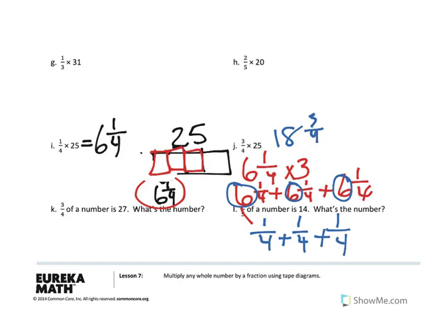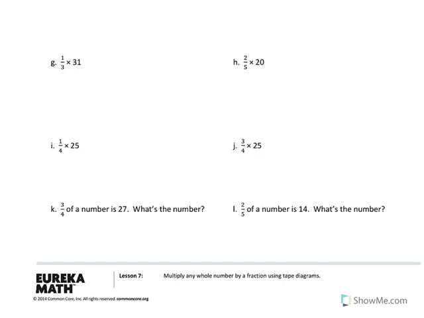Okay, let's go ahead and look at K and L. These are the two that we worked on where you have to go backwards. So I have 3/4 of some number we don't know is 27. So normally what I would do is I would take x and divide it by 4 and then multiply it by 3. That's how I get 27.